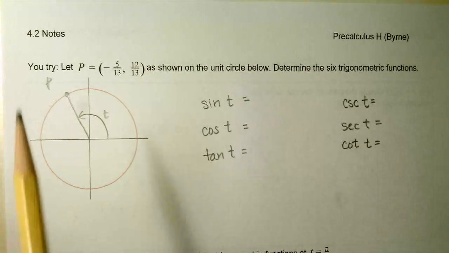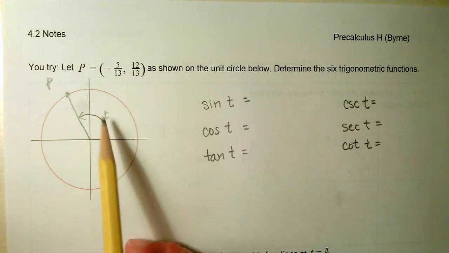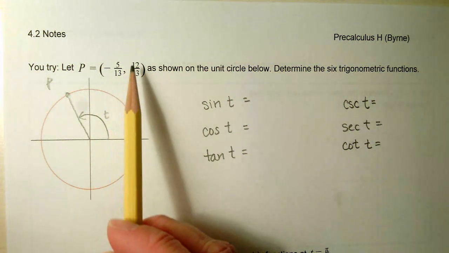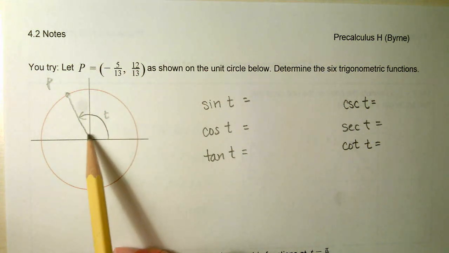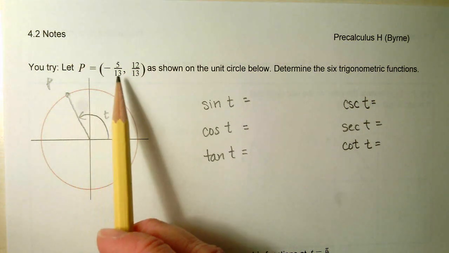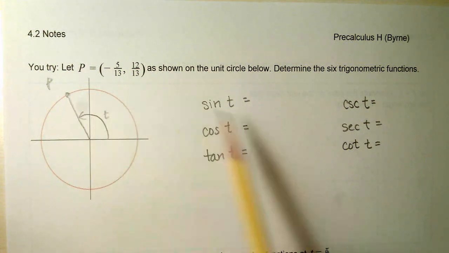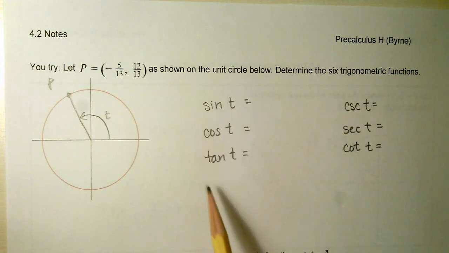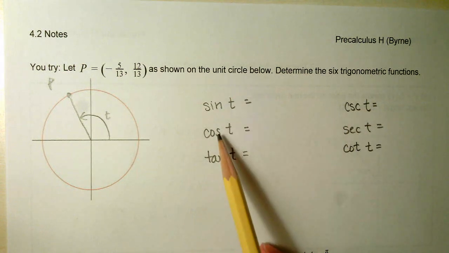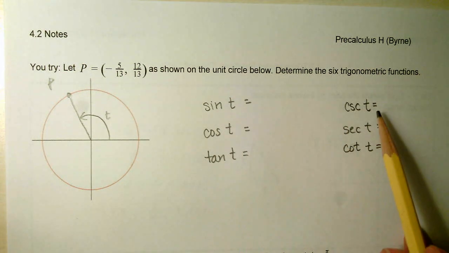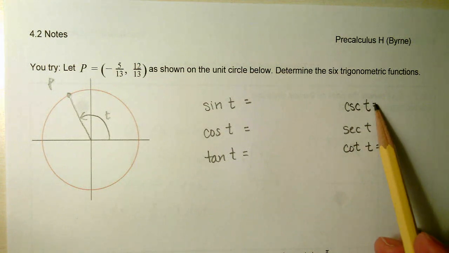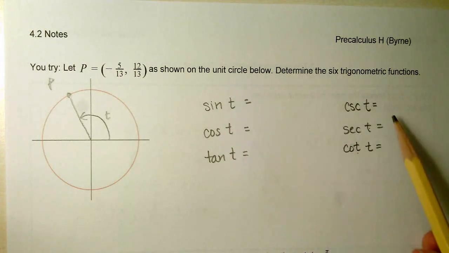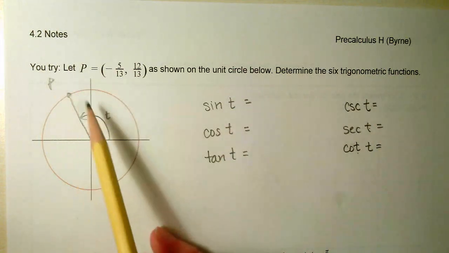So I apologize, I think you were missing the point P and the angle measure t. So this is negative 5/13, 12/13. If you think about it, it's going to be in the second quadrant because x is negative and y is positive. Whenever you are asked to find the 6 trig functions, you're going to write out a nice table like this: sine, cosine, tangent, and then their reciprocals, cosecant, secant, and cotangent. Very important that you put in an argument, whatever your angle is. In this case, it's t.